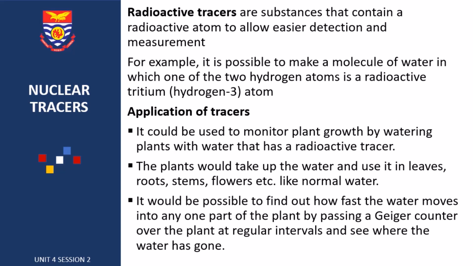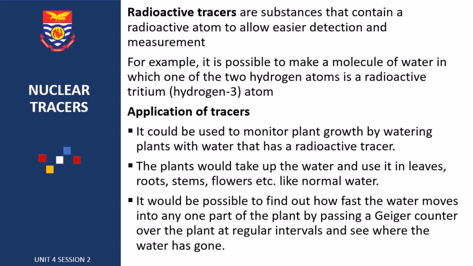The plant will take up the water and use it in its leaves, roots, stems, and every part, like how it uses normal water. It will be possible to find out how fast the water molecules move into any part of the plant by passing the Geiger counter over the plant at regular intervals to see where the water had gone. So this tracer will be giving off radiations which can be counted by the Geiger-Müller tube, and it will help us to know where the water has reached in the plant.